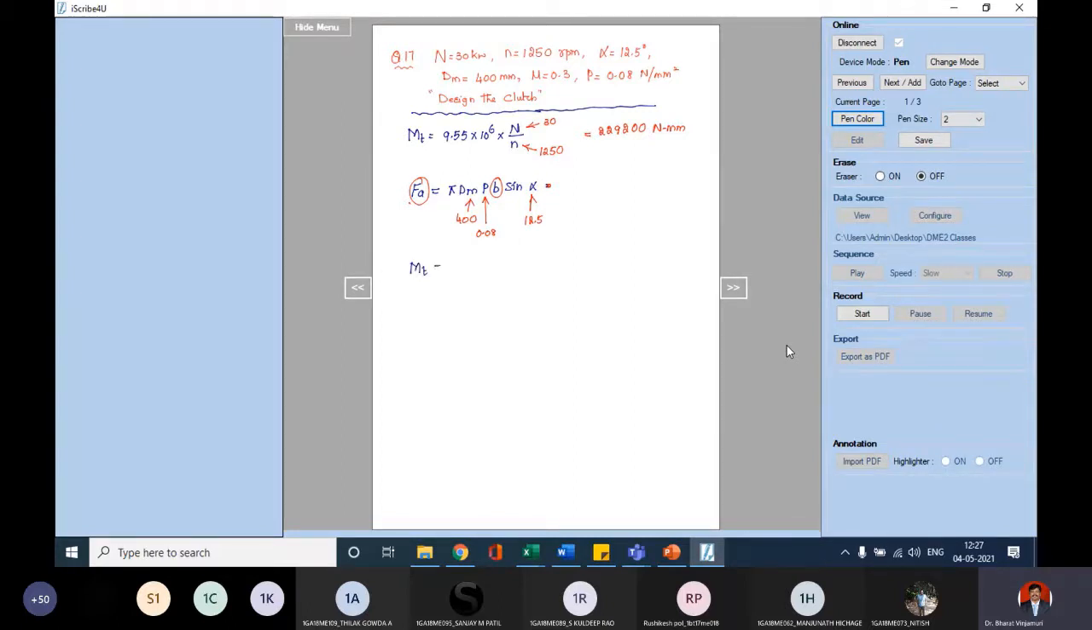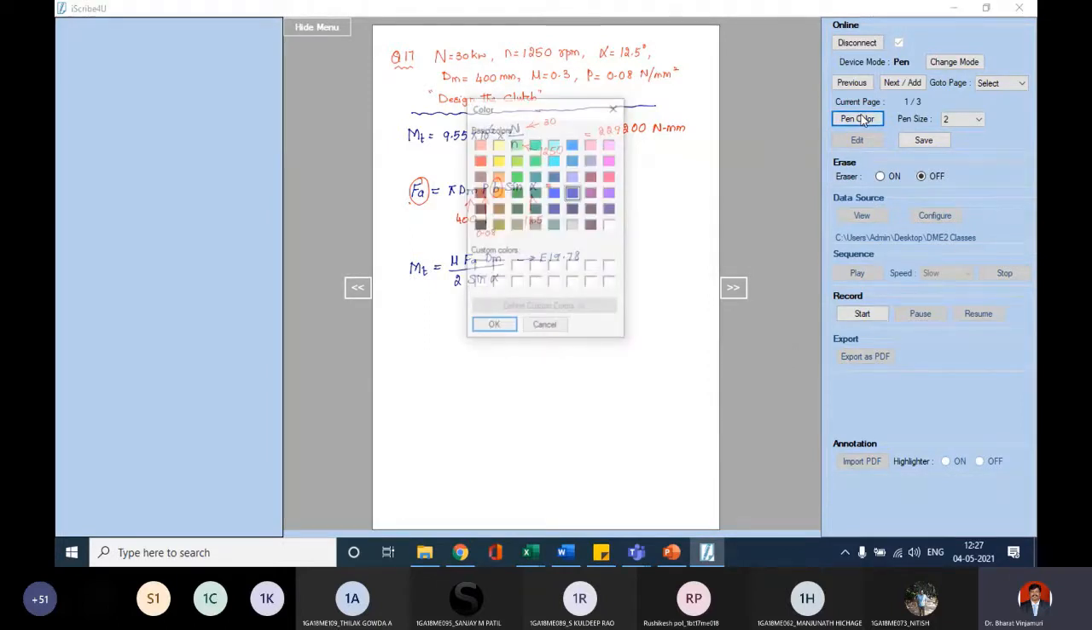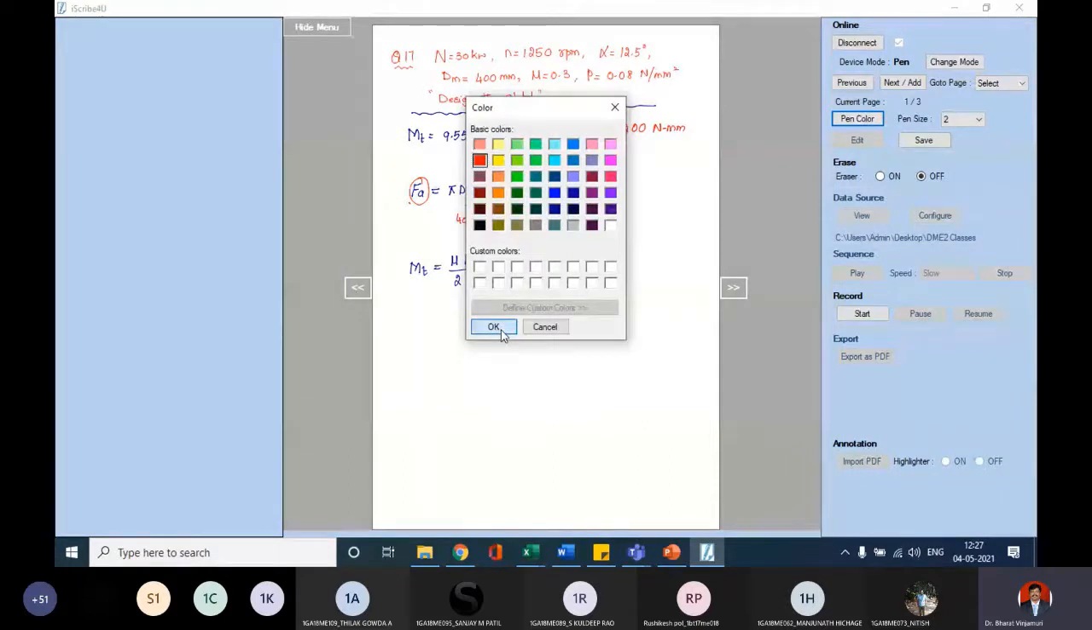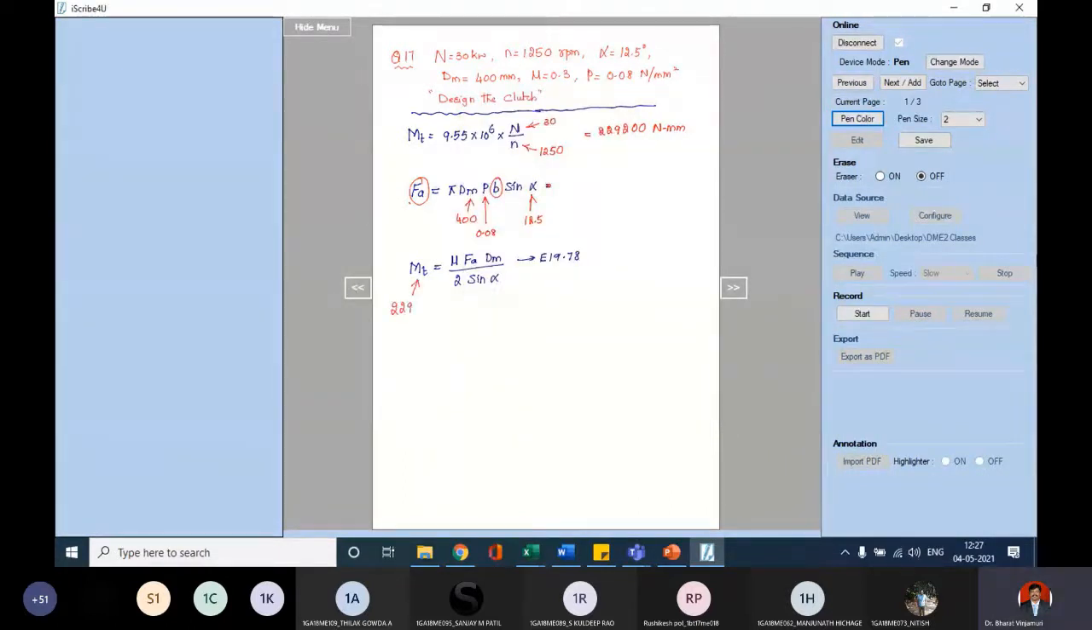So MT is equal to mu FA dm by 2 sin alpha. This is equation number 19.78. Now in this equation all the data is there, so once again try to find it fast. MT we have just found, 229200, mu 0.3, dm 400, alpha 12.5. So what is the value of FA?